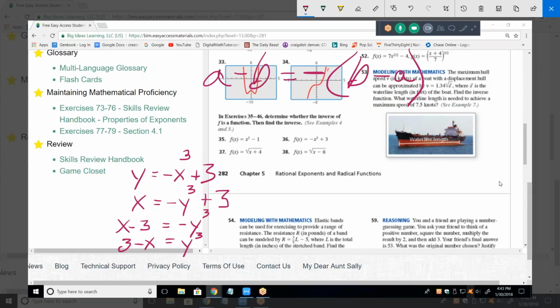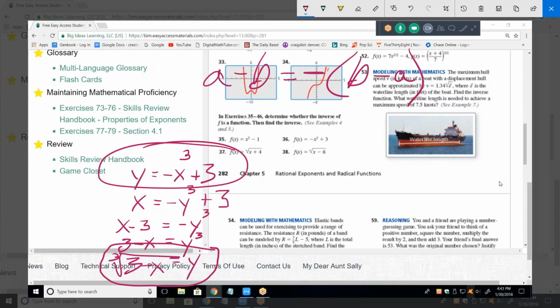And now what's y equal to? The cube root of 3 minus x. Correct. And we know that that is a function. That's its inverse. But we know it's a function because the original graph passed the horizontal line test.